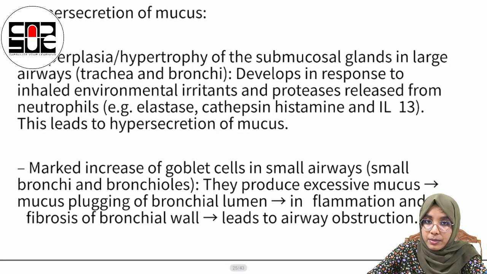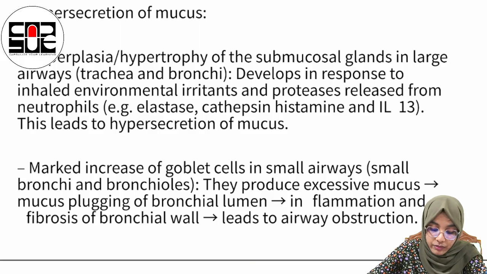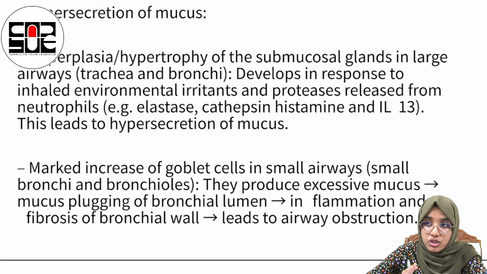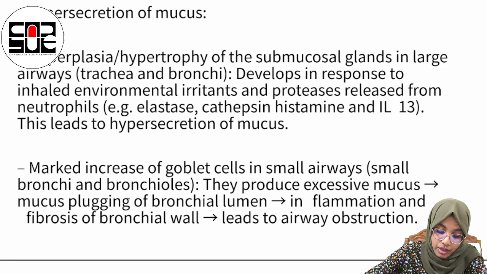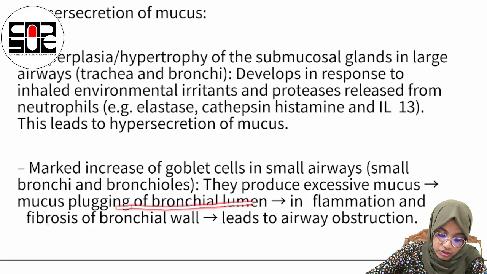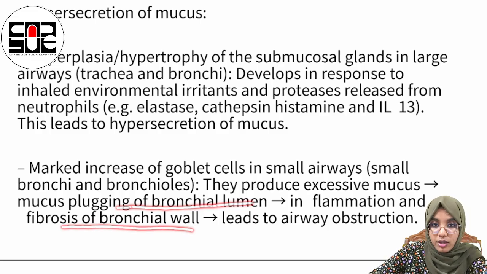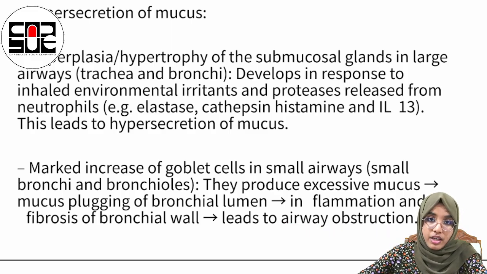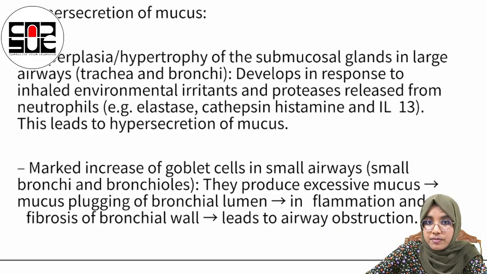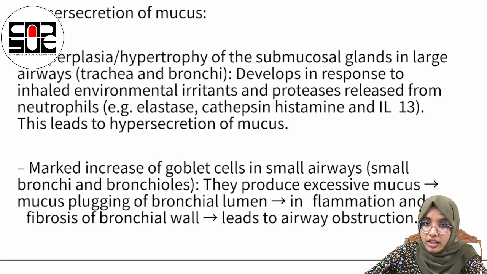And along with the hypertrophy of the submucous glands, there will be increase in the number of goblet cells which are present in the respiratory epithelium. You should recall that the pseudostratified ciliated columnar epithelium has goblet cells. There will be increase in their number which will produce excessive mucus, and this mucus will lead to the plugging of the bronchial lumen, which will lead to the fibrosis and the inflammation of the bronchial wall. This will cause airway obstruction. So these are the two main factors, hypersecretion of the mucus and inflammation, and the initiation is by the inhalation of air pollutants, mainly tobacco smoke.